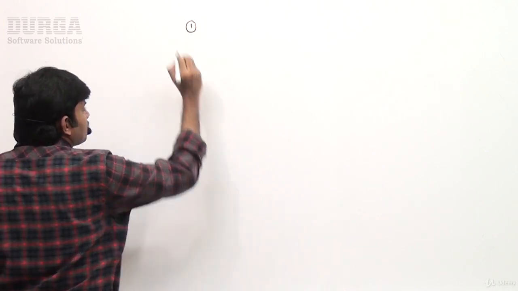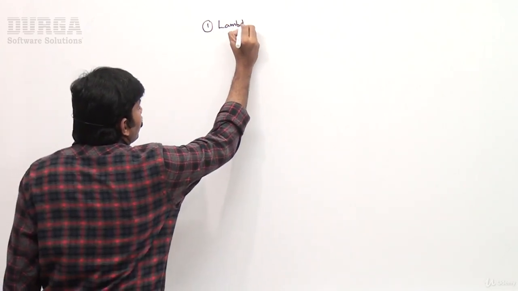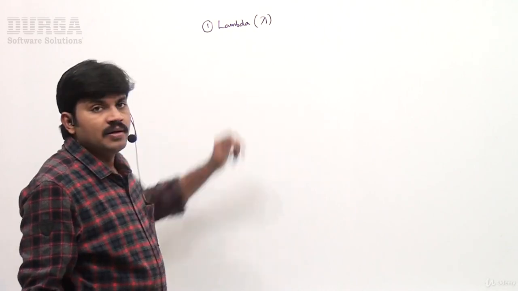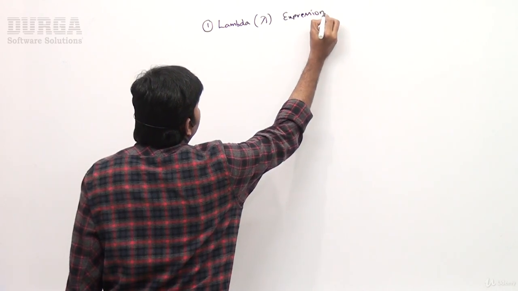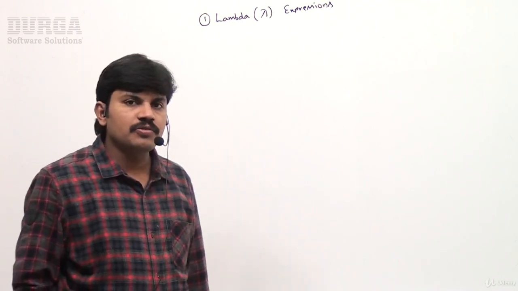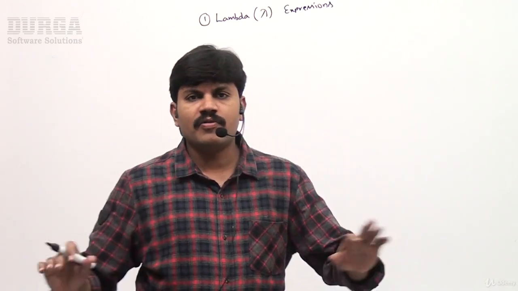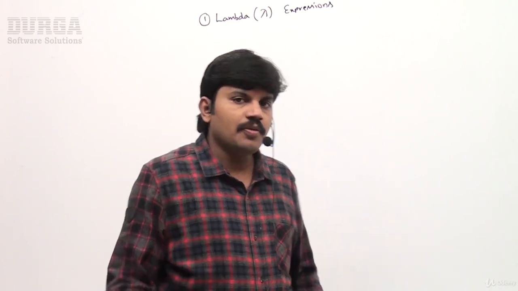The first and most important topic, the word that immediately comes to mind for Java 8, is lambda expressions. In mathematics we use the lambda symbol. Lambda expressions are the most valuable topic, especially in Java 8. If I say Java 8, the first word in every student's mind is lambda expressions. There are many comments on our video asking, can you please upload Java 8 new features or lambda expressions? So this is the first topic.